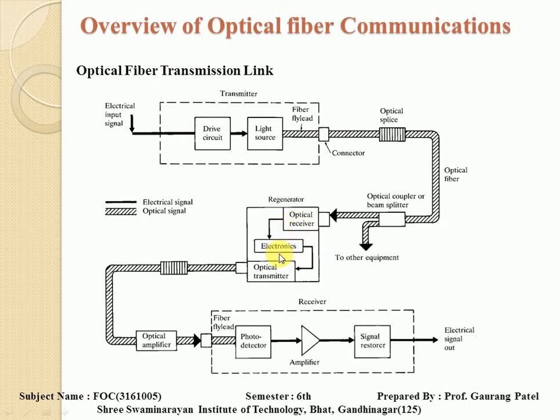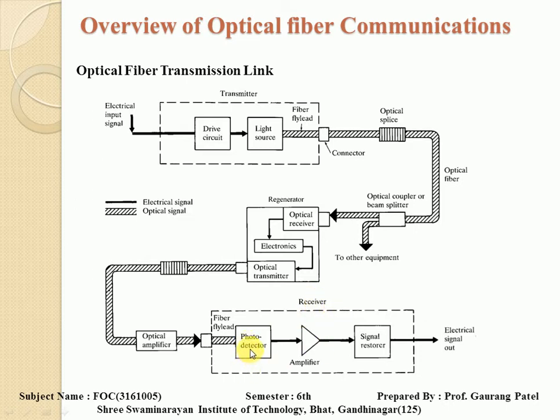That signal is processed by this electronic circuit which regenerates the signal, and that regenerated signal is given to the optical transmitter, which again converts electrical signal into optical signal, and that optical signal will travel through this optical fiber. At some point of time, there will be an optical amplifier which is used to amplify the signal in order to correct the losses.